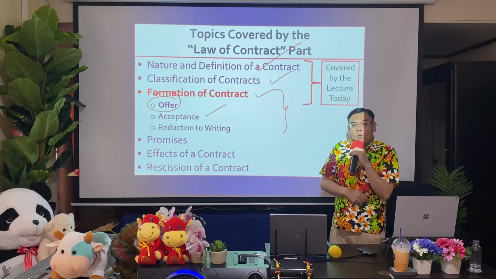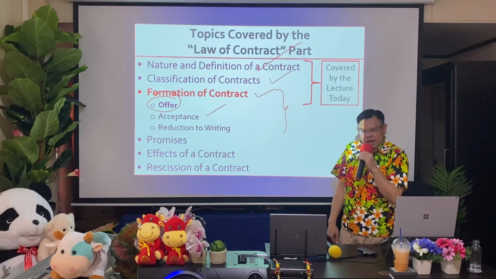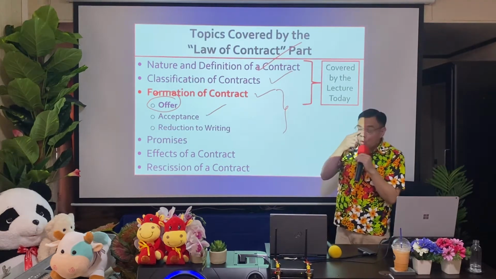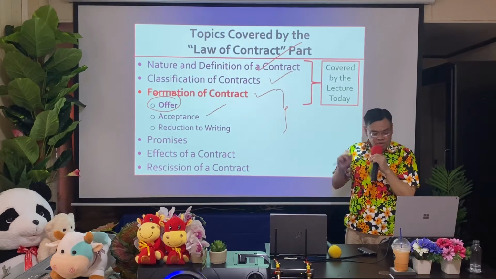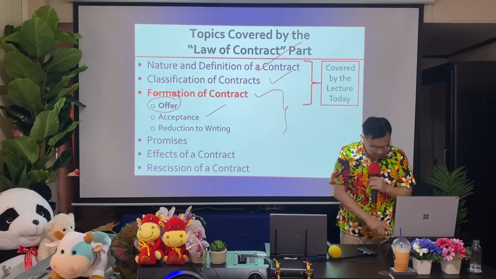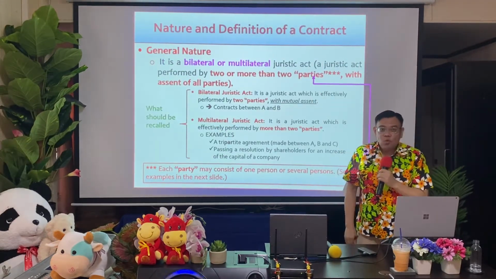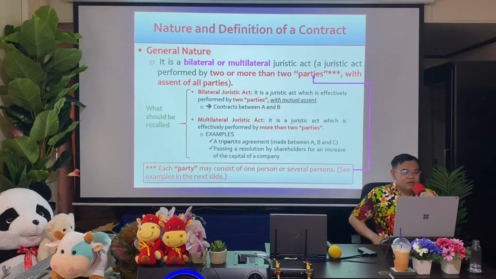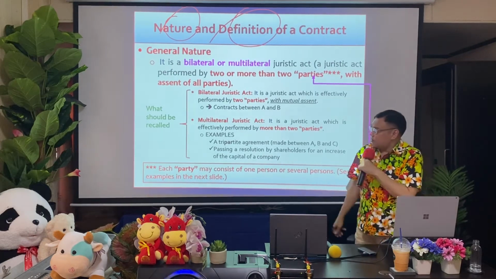It doesn't mean that once the contract is formed, a contract can just come to an end at any time. There must be some grounds for rescission or termination of a contract. So all this will be in our part on contracts. We are going to begin with perhaps the nature and definition of a contract. When we talk about a contract, what is it? What is the nature of a contract, and is there a definition of a contract?